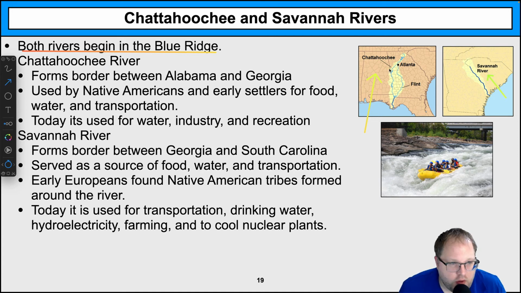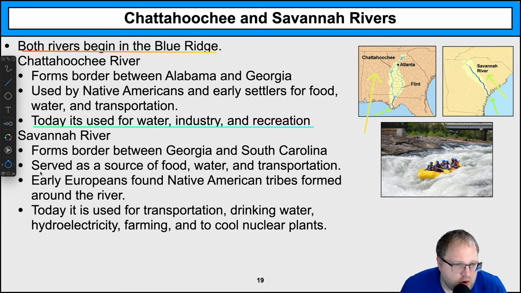We also need to know where the two rivers end. We need to know that the Chattahoochee River empties into the Gulf of Mexico, while the Savannah River ends in the Atlantic Ocean. The Chattahoochee River is very important for the state of Georgia. It is used for water in some of the areas along the river. It's used for industry and for recreation. It's not really used for transportation anymore because the fall line makes it difficult to get ships through past this part of the Chattahoochee, and there's just better, more efficient ways for transportation today.